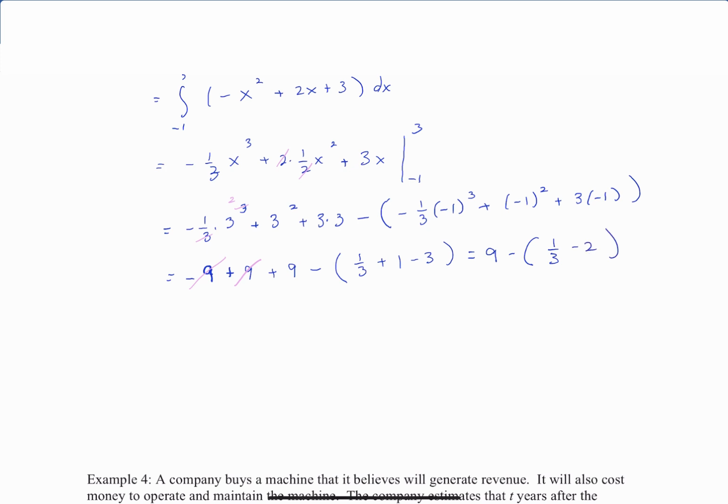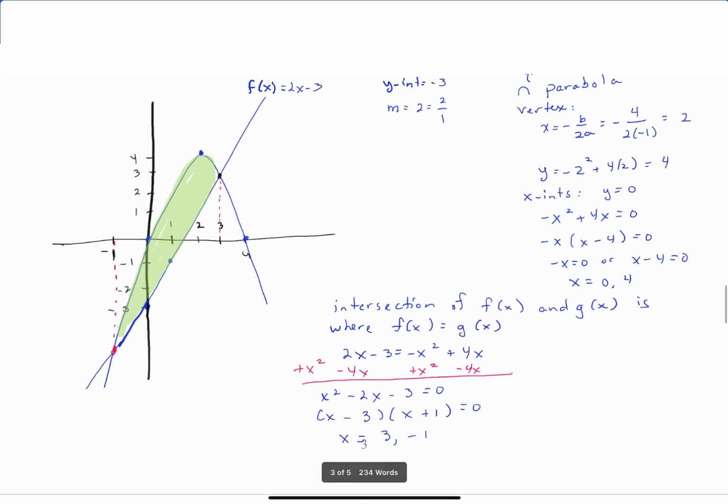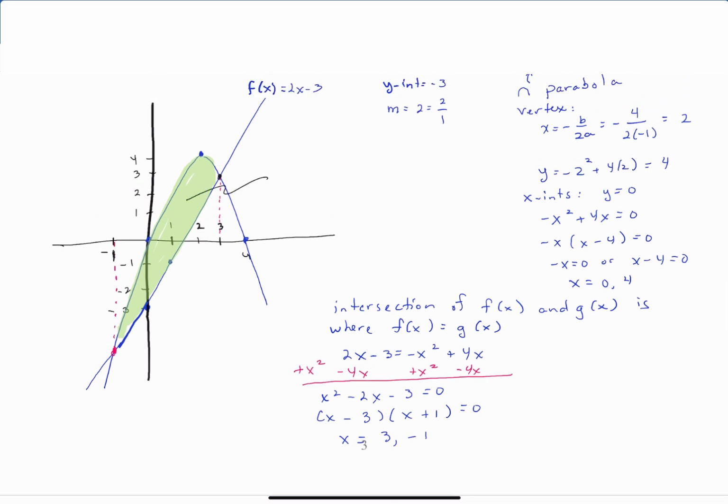I guess at this point, let's distribute the minus into the parentheses. You could combine the terms in the parentheses if you'd rather do that. It doesn't matter. But I'll do it this way. And so at this point, we'll have 9 minus 1/3 plus 2. 9 plus 2 is 11. And 11 minus 1/3 is 10 2/3. Or, if you prefer, 32/3. So that is our area for this region.